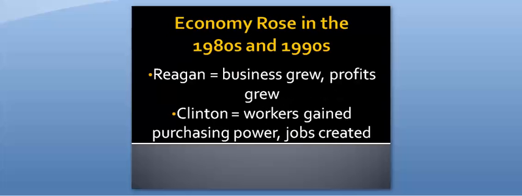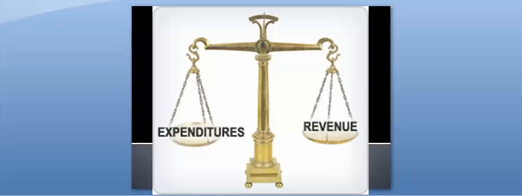But overall, the economy rose under both Reagan and Clinton, just in different ways. Under Reagan, businesses grew and profits boomed. Under Clinton, workers gained purchasing power and jobs were created. So depending on how you measure wealth, you would look at those 2 differently. And we'll spend some time looking at both of these in class so you really understand the economics of the decade. But for right now, this is the end of Note 6.3.